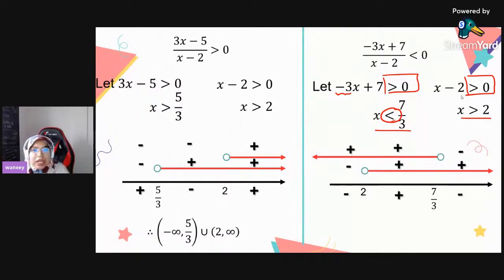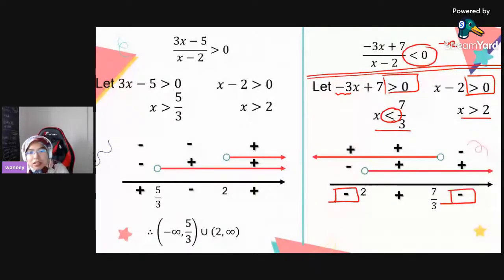Okay, and then do check what is the last inequality that you have before you assume that. The last inequality, we have something that is less than 0. So that means we are looking for some negative value. The negative value will be over here as well as over here. So negative infinity up until 2 union with 7 over 3 up until infinity.